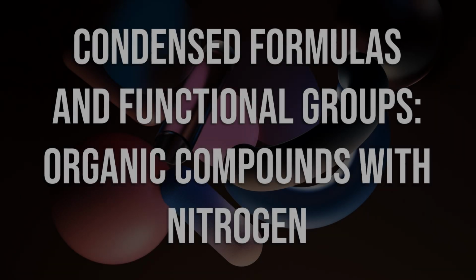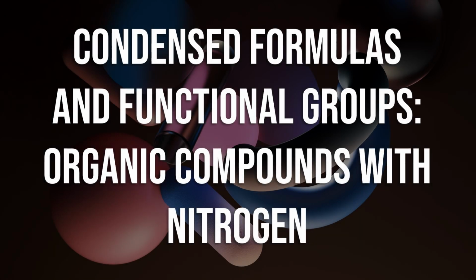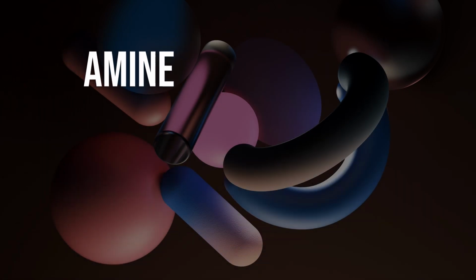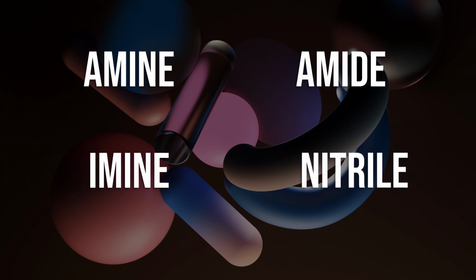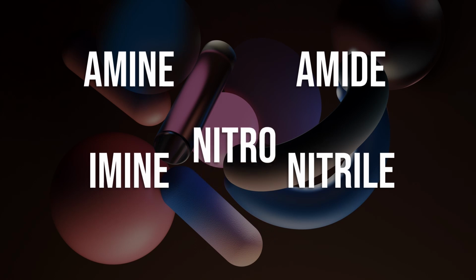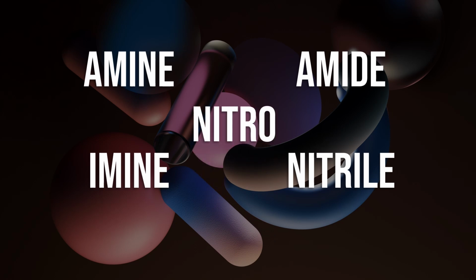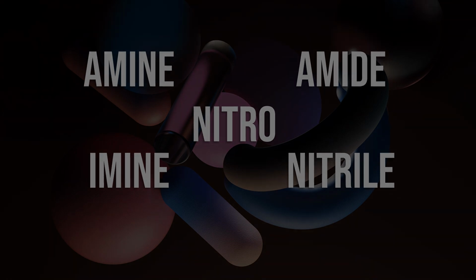In this video, I'll review condensed formulas and functional groups of organic compounds with nitrogen. I'll introduce you to the following functional groups: amine, amide, imine, nitrile, and nitro. I strongly recommend reviewing the common bonding patterns of carbon, oxygen, hydrogen, and nitrogen, which you can find here and in the description. Let's get started.